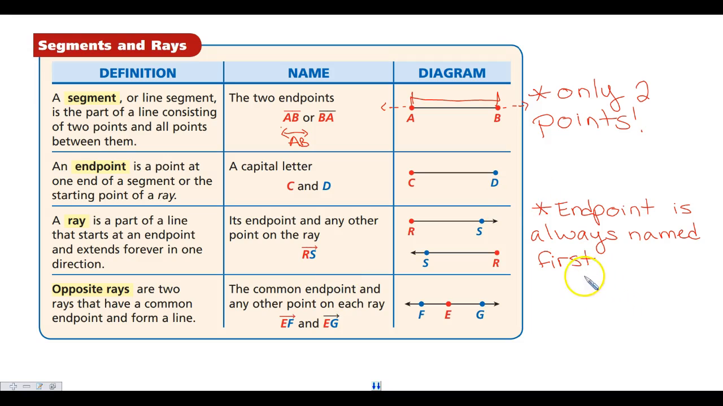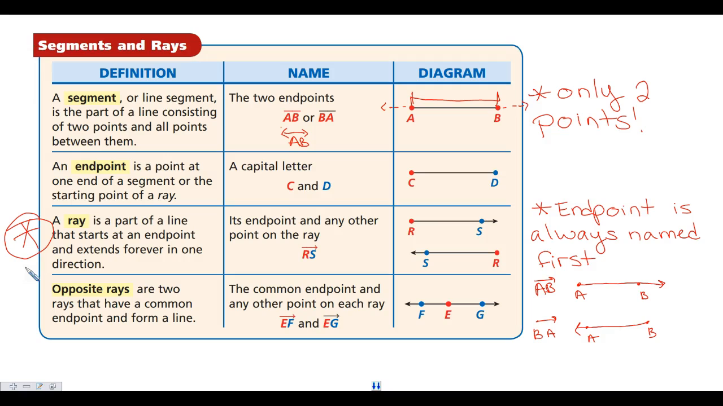All right. If I look at ray AB, and I put A here and B here, ray AB will start at A and go on forever through B. If I put those points in the same place and I say ray BA, I'm going to start at B and go on forever through A. So for rays, the order of your letters matters. This is the only one that we've talked about so far where the order of the letters actually matters.